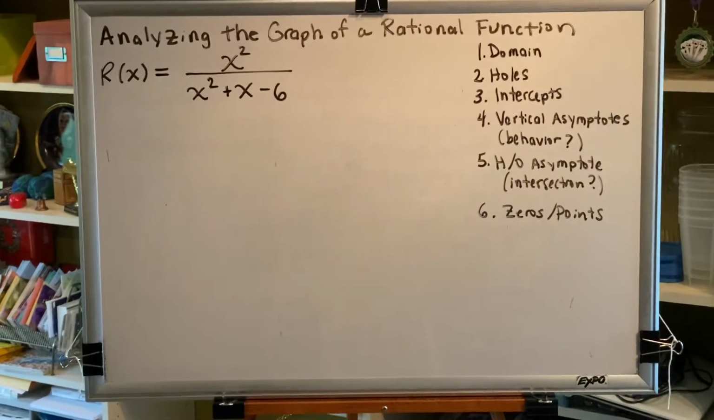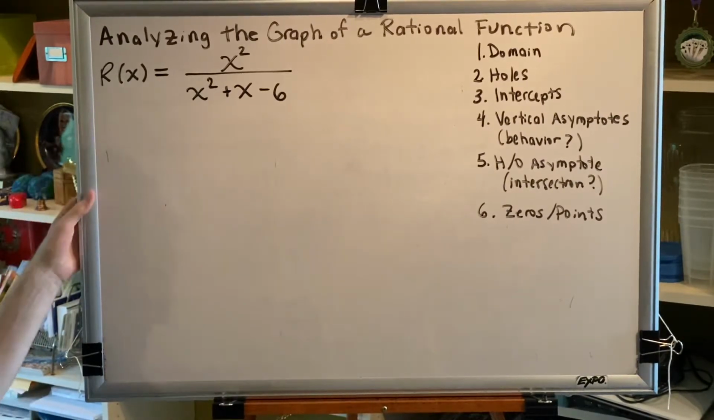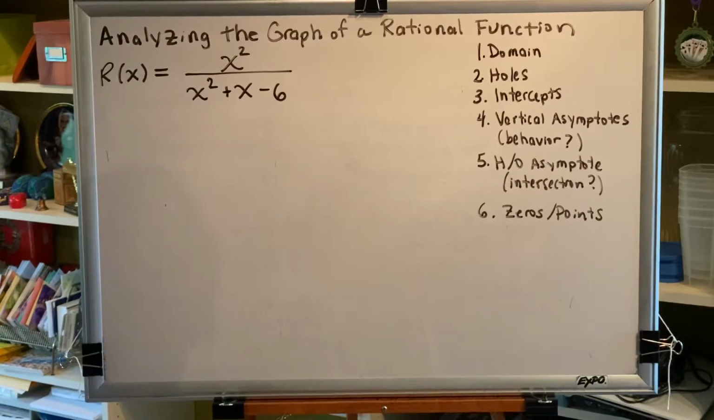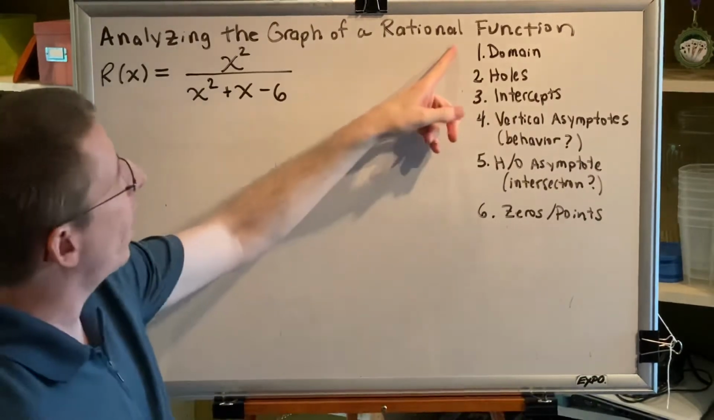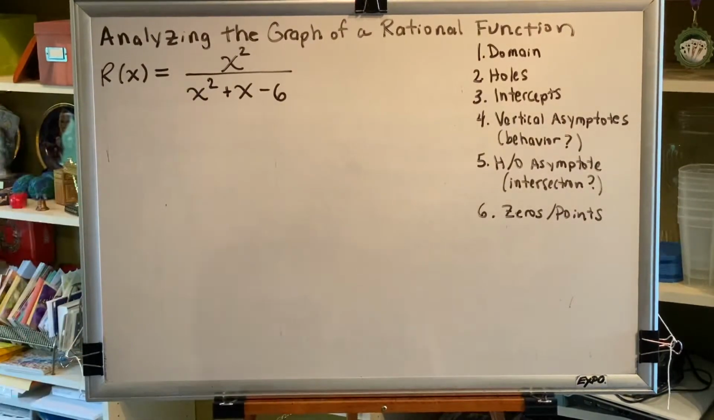The topic of this video is analyzing the graph of a rational function. Let's solve this problem. R of x equals x squared over the denominator x squared plus x minus 6. Okay, we know we've got to make it through these 6 steps, so let's begin.